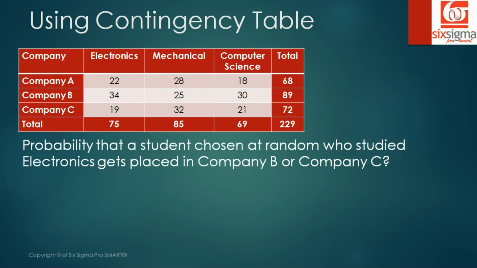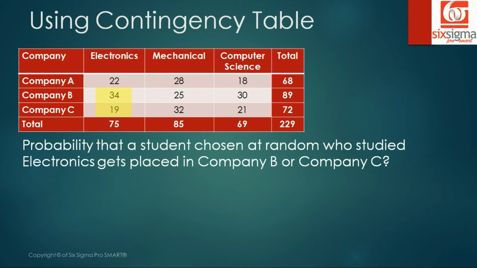Let's try to solve some more problems to get further clarity. So now let's say there's another problem. Somebody's asking us, what is the probability that a student of electronics gets placed in company B or company C? So we know that this is the column of our interest because this is where we are talking about the students of electronics. And we see that 34 students got placed in company B and 19 students got placed in company C. We are assuming that people are not getting placed in two companies at the same time.